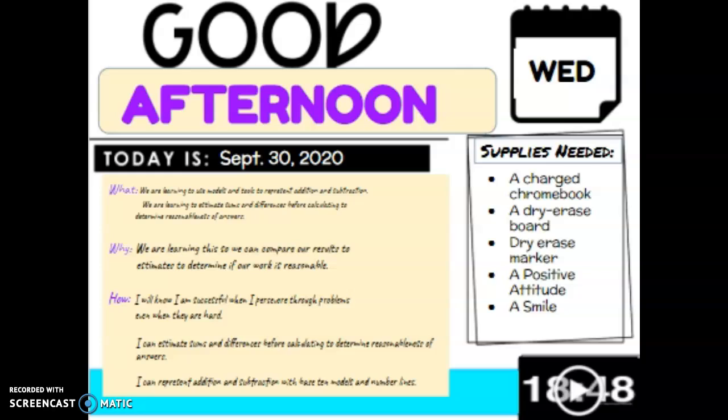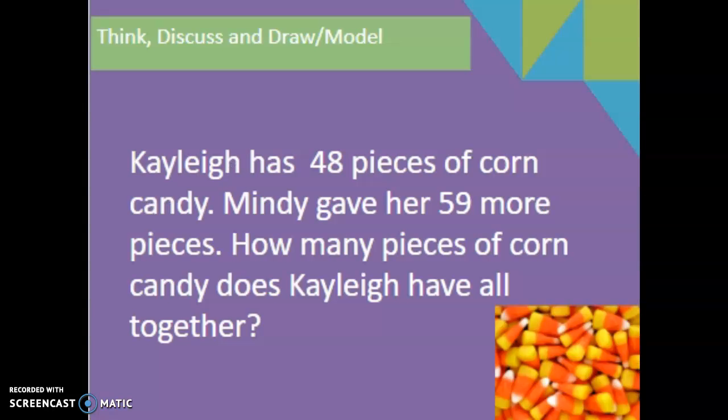So we're going to start right into a problem this morning, and our problem today is: Kaylee has 48 pieces of candy corn. Mindy gave her 59 more pieces. How many pieces of candy corn does Kaylee have all together? So you've got to think about what she already had and what she was given. We already know that she had 48 pieces. She was given 59 more.